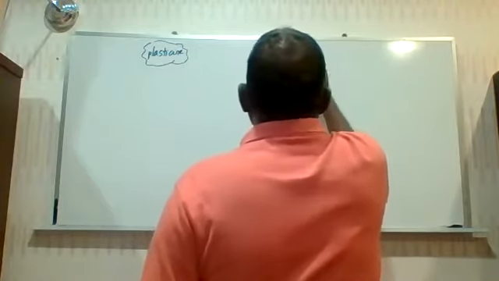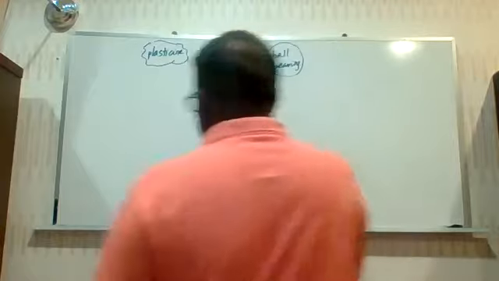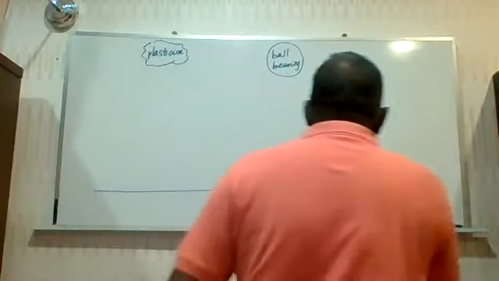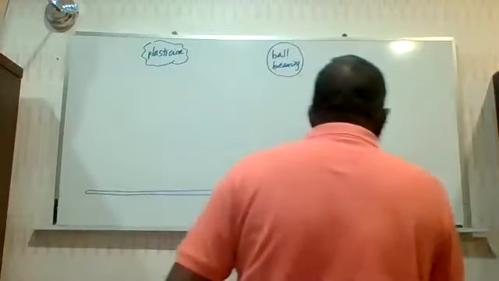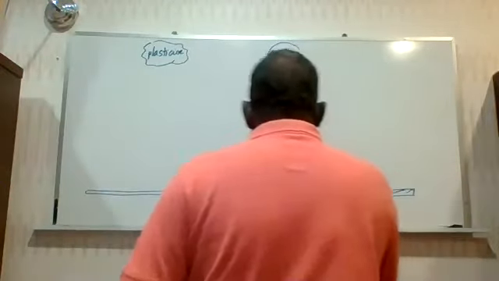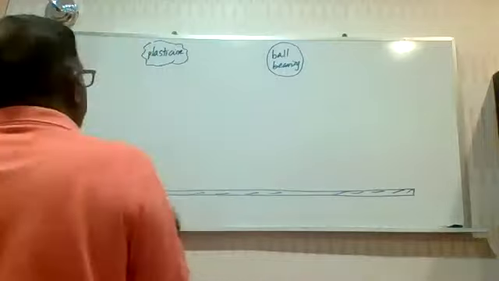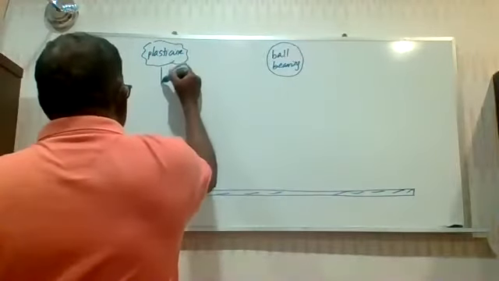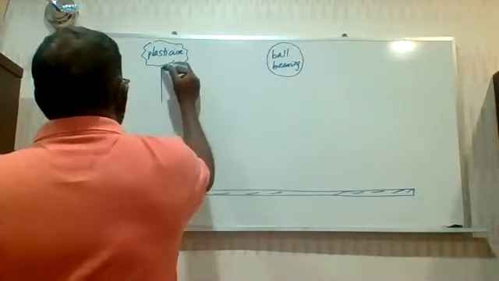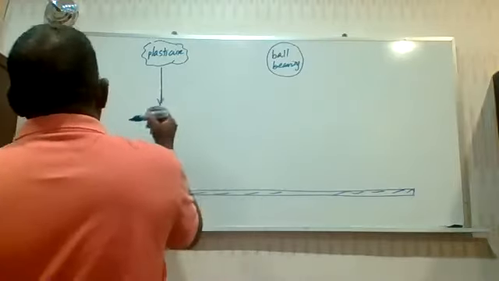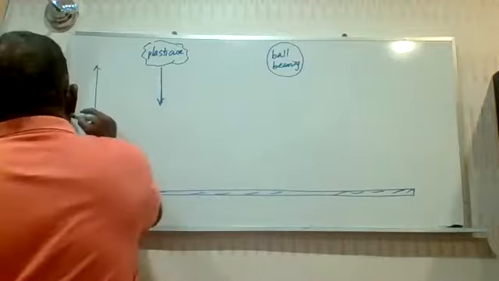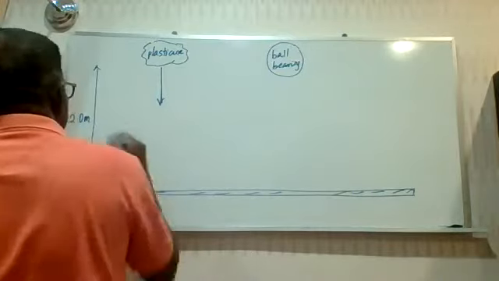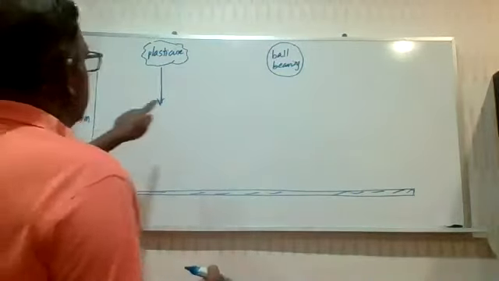All right, conceptualize first. This is your metal surface. So let me put one single metal surface. Now your plasticine is dropped from a height of 2 meters. So that's your height of 2 meters. So 2.0 meters for both. Both are of the same height.